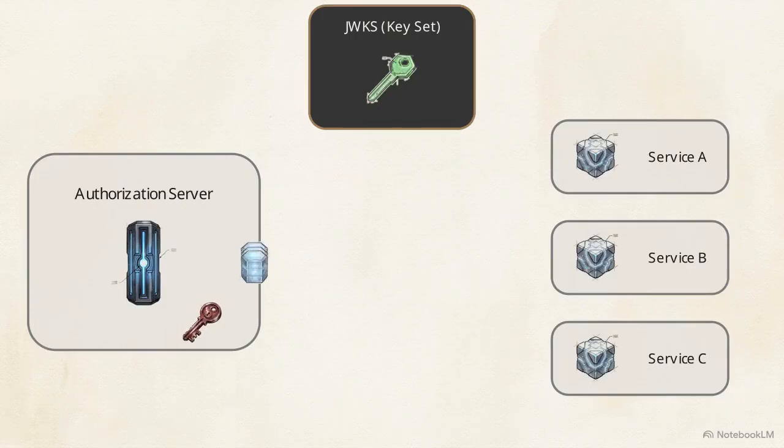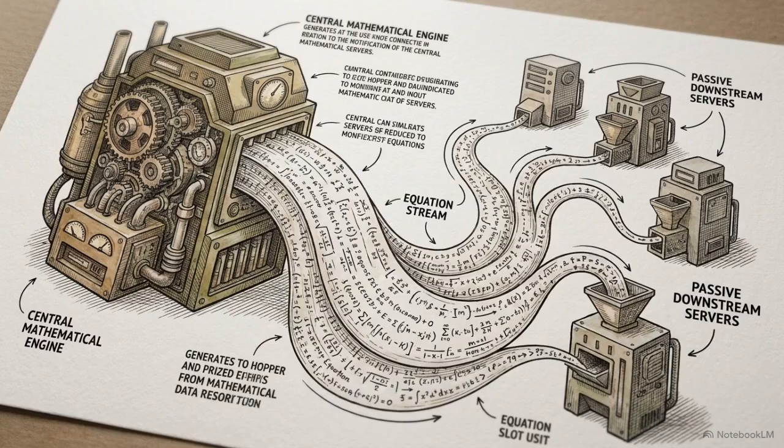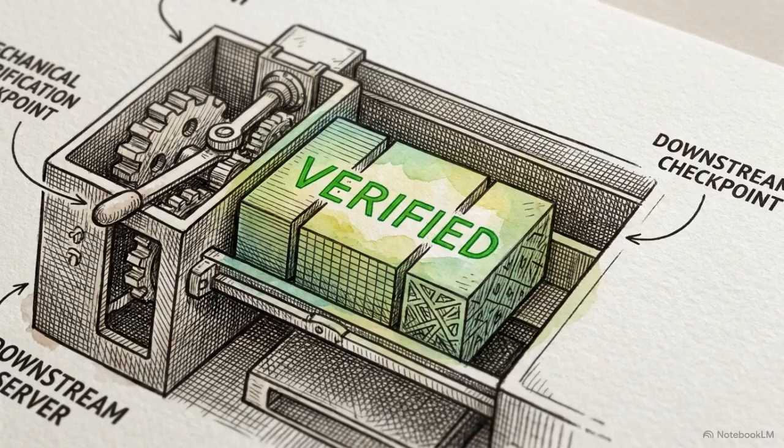The authorization server signs the token using an isolated private key, while downstream services verify it using a public key retrieved from a centralized key set. This establishes directional trust. Only the central server possesses the mathematical ability to create signatures, while downstream services can only confirm whether a signature is valid.